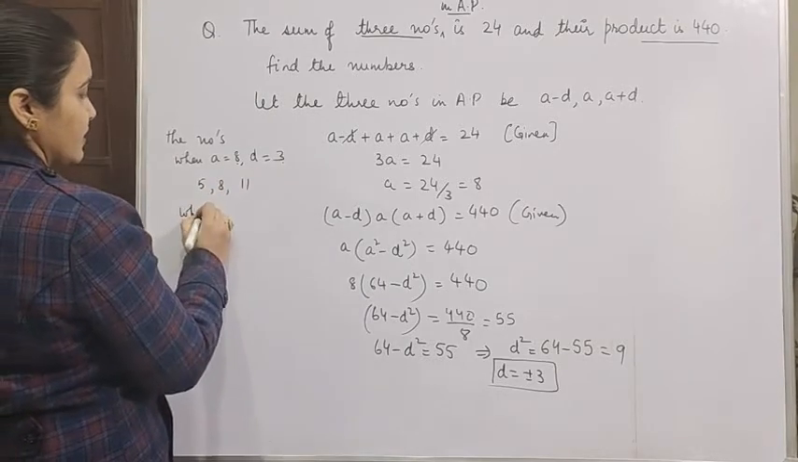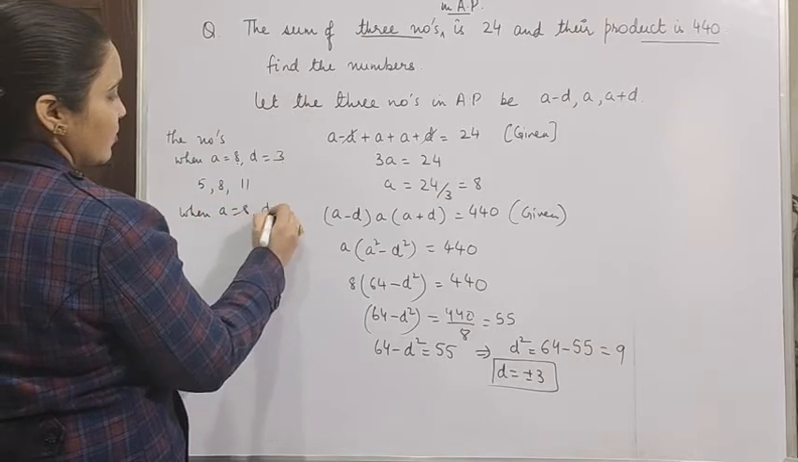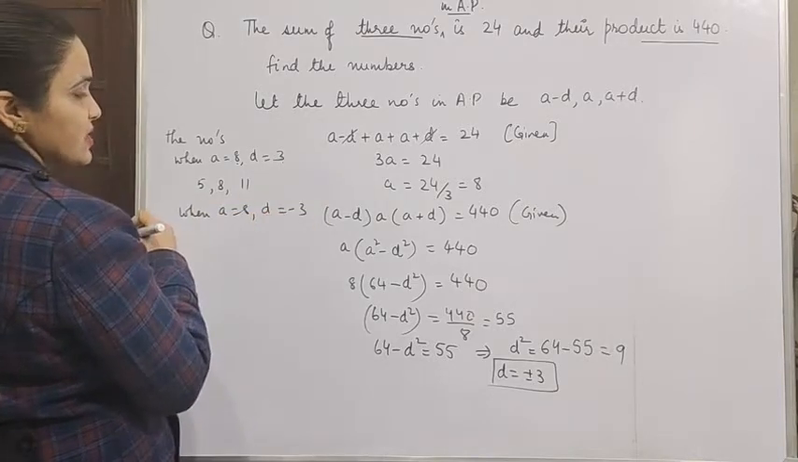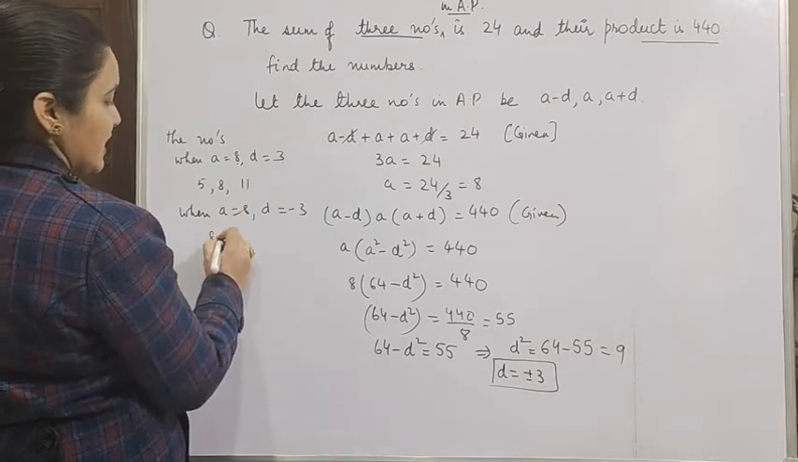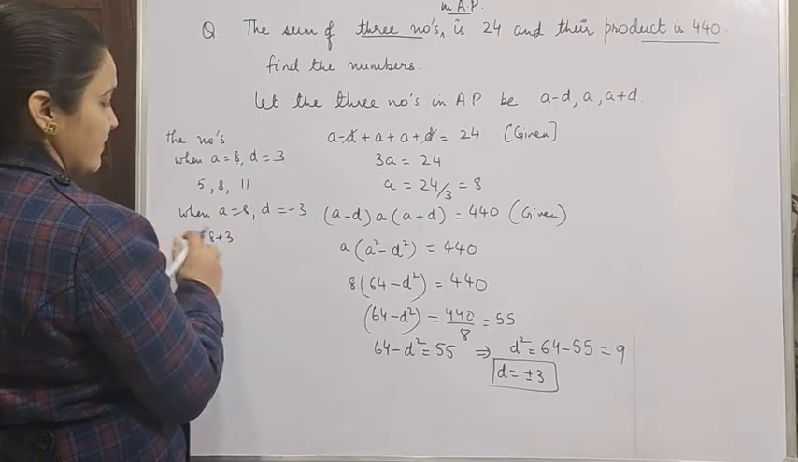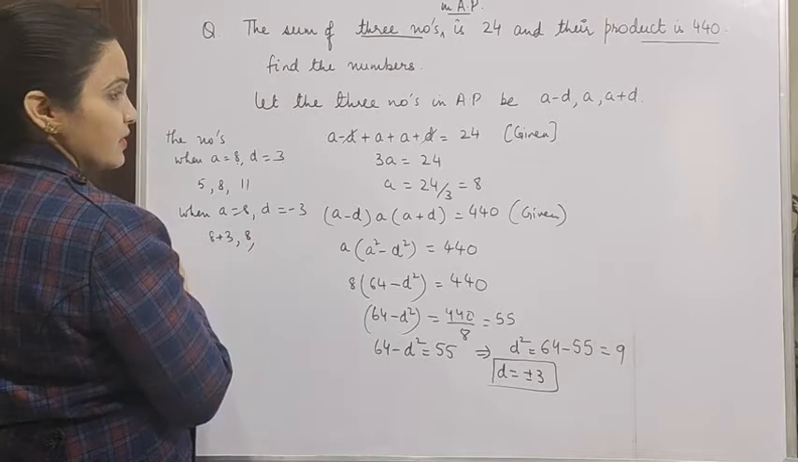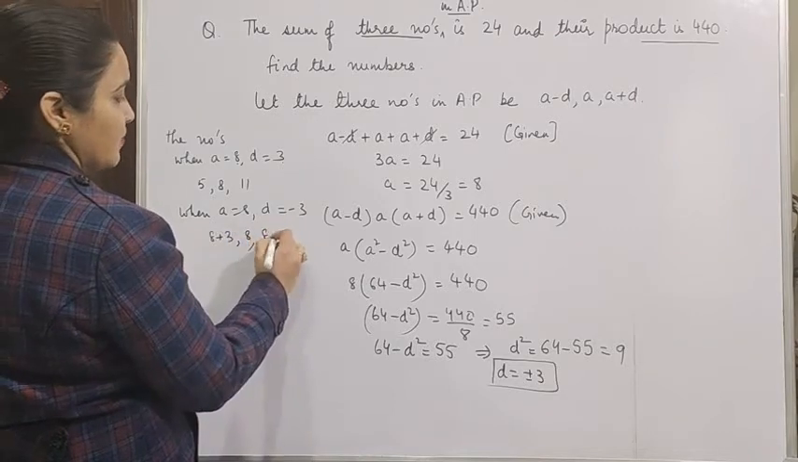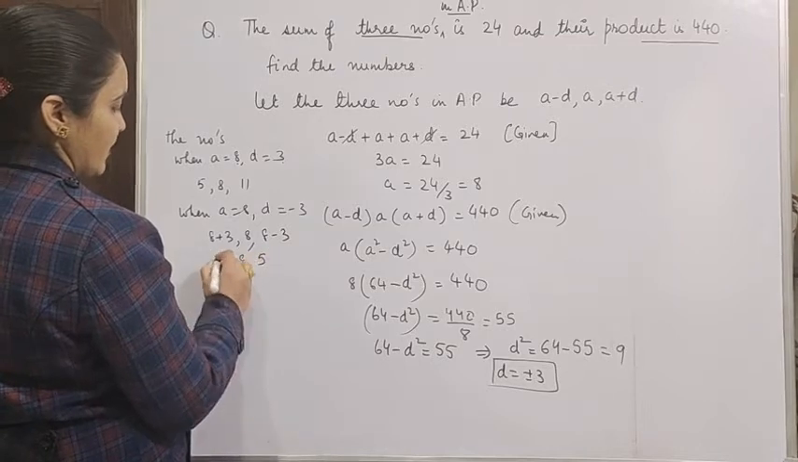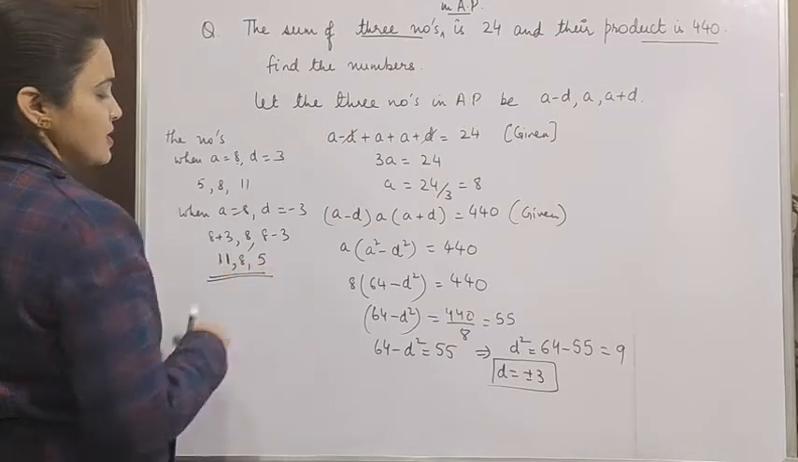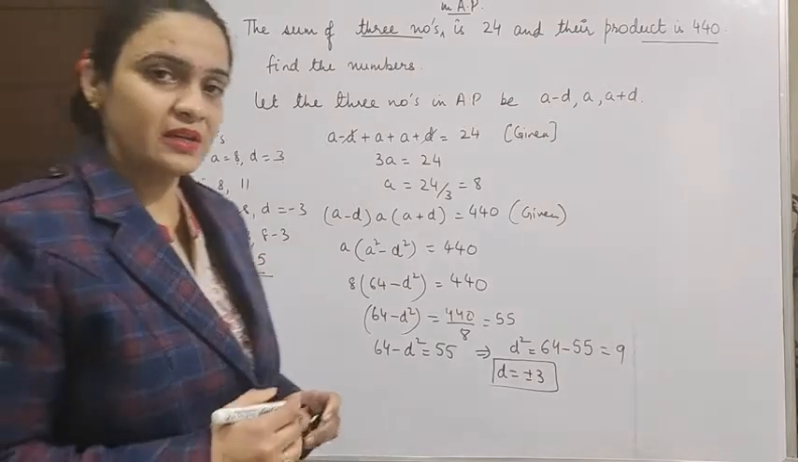And when A is equal to 8 and D equal to minus 3, the numbers are 8 minus D, which is 8 plus 3, so it is 11. Next is 8 and next is 8 minus 3. So we have 11, 8 and 5. So the three numbers are the same, 5, 8 and 11.